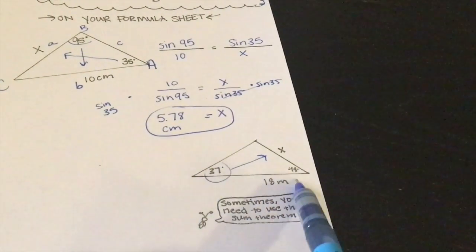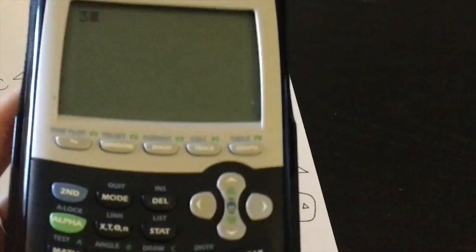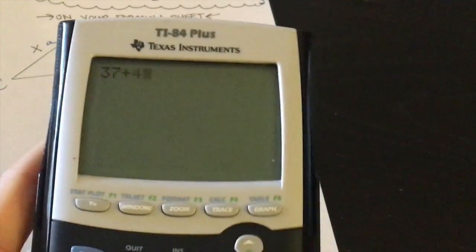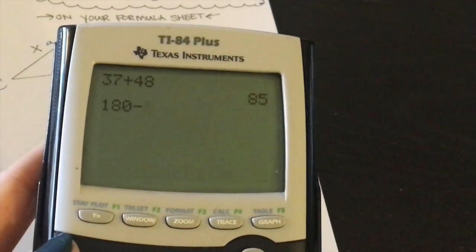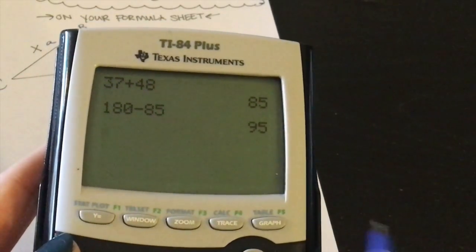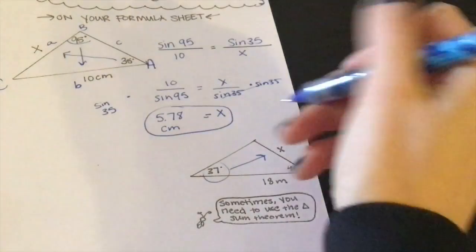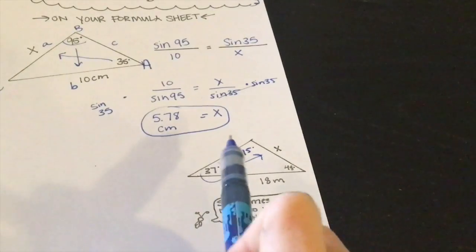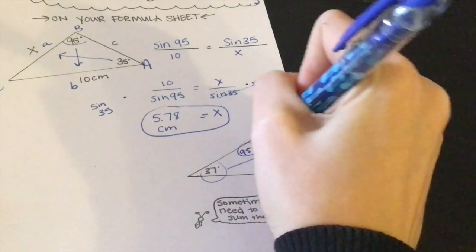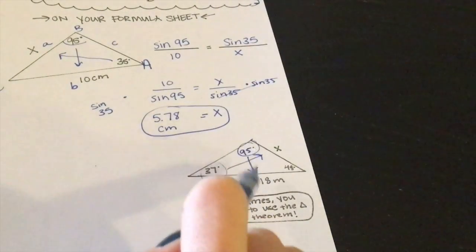So far I have 37 and 48 degrees. And if I subtract that from 180, I figure out that I have 95 degrees left over. So now I can set up my proportion because I've got my opposite sides and angles.